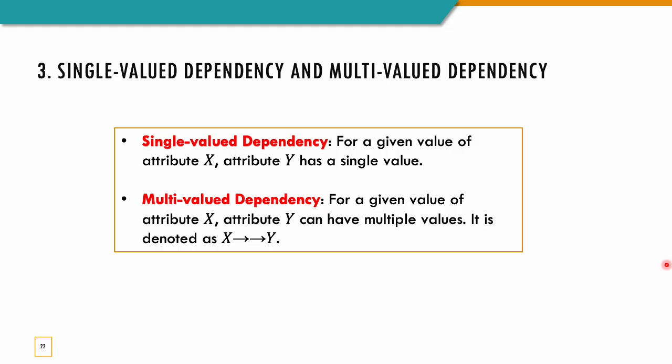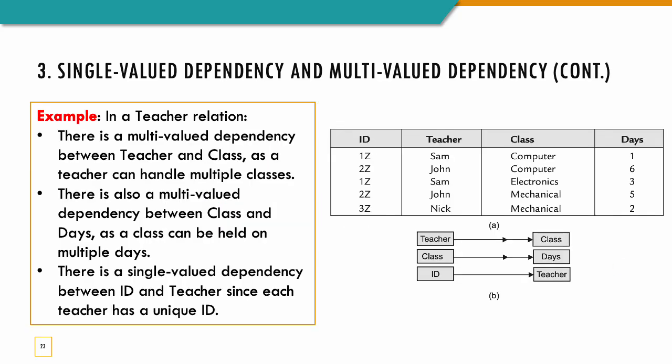Meanwhile, the multi-valued dependency occurs when one attribute in a table determines multiple values of another attribute independently of other attributes. Okay, so let's check the examples. As you can remember, multi-valued dependency occurs when one attribute in a table determines multiple values of another attribute independently of another attribute.